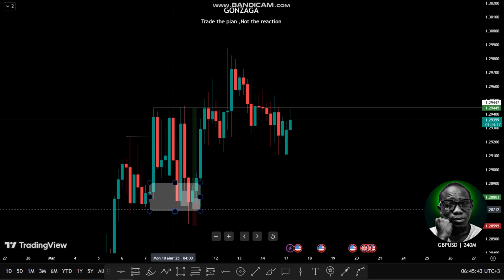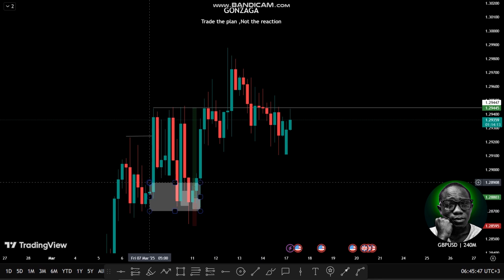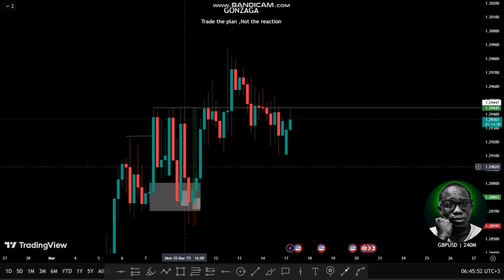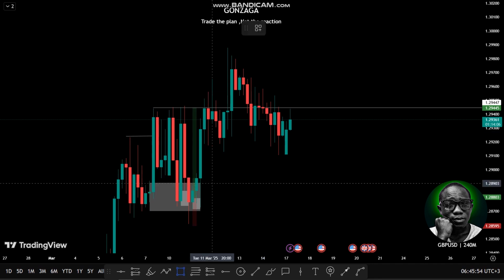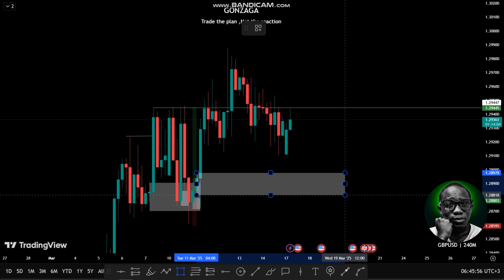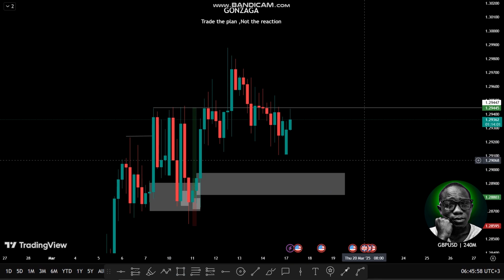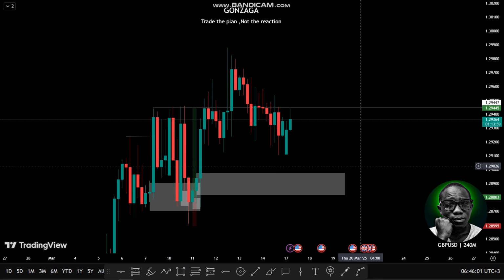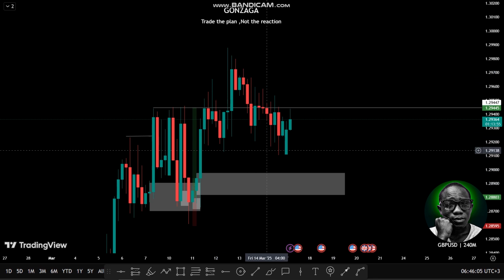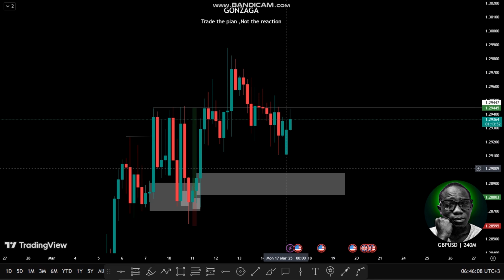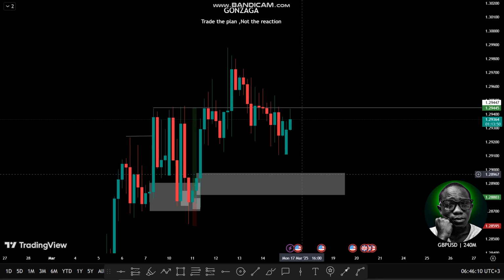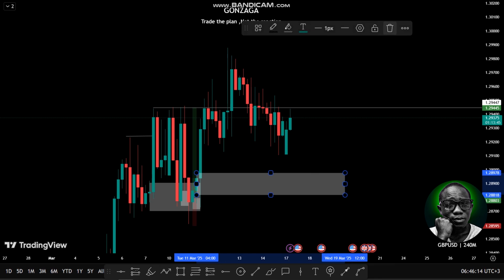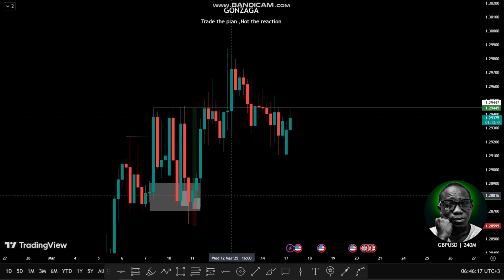Why is this a valid demand zone? Because this demand zone caused a break of structure here. This one here could be a valid demand zone, but it never caused any break of structure, so I can't take it as a valid demand zone. I would have taken an entry here to sell this market, bringing it down to this demand zone, but it's not valid, so that's why I just left it.